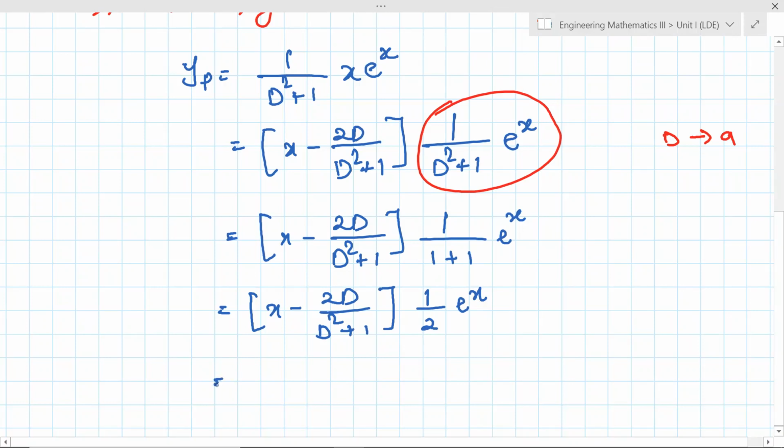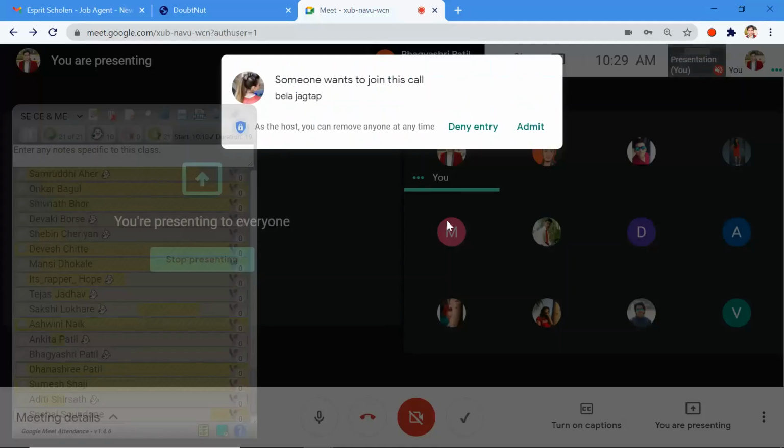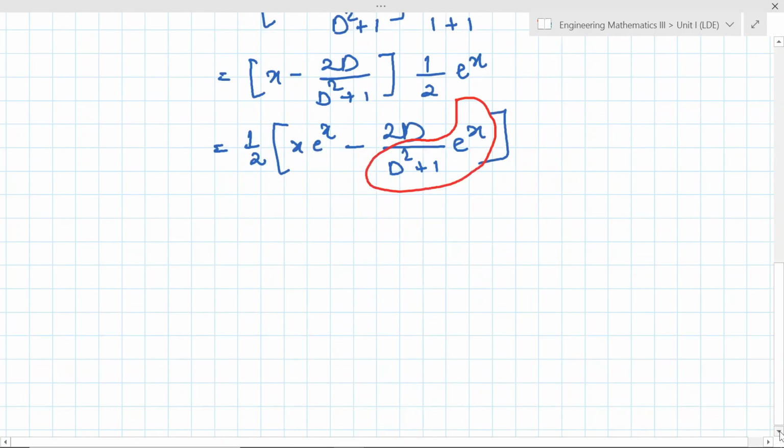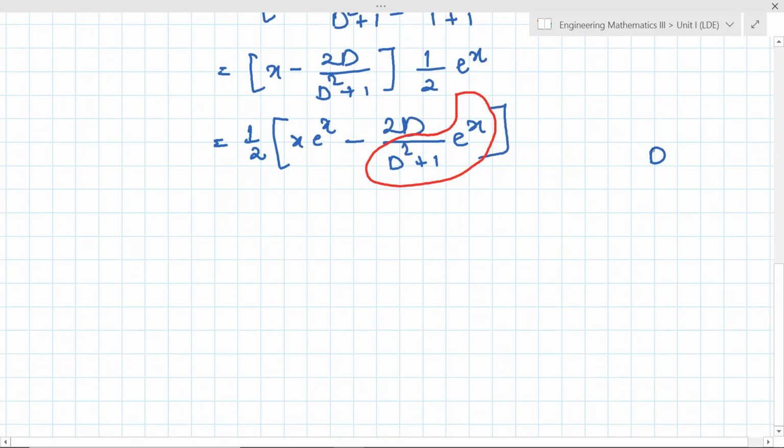Now 1 by 2 is a constant, take it outside. Take the multiplication of e raised to x with the bracket. X into e raised to x is x e raised to x, minus 2D divided by D square plus 1 into e raised to x. Now one more time, we just have to use this first case for this part. Again replace D by a. The case says that replace D by a, which means 1.